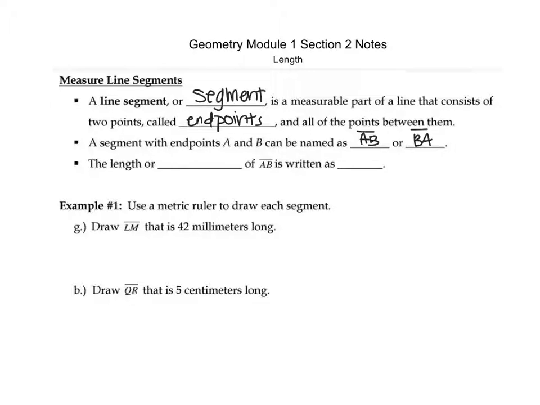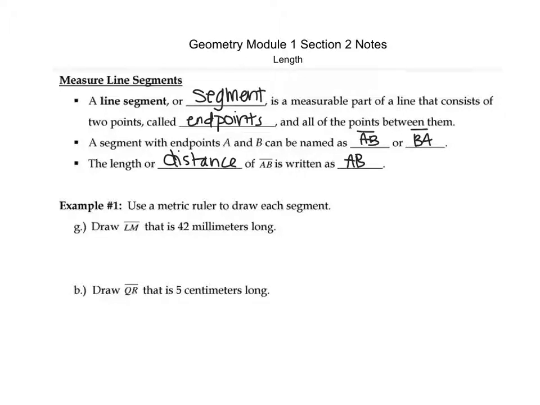And then also when we're naming a line segment, instead of having the arrows at the end like we did with a line, we just have a single bar. And lastly, the length or distance of our segment AB is written as just AB. So when we talk about length, we just list the 2 endpoints. We don't use the bar over top.